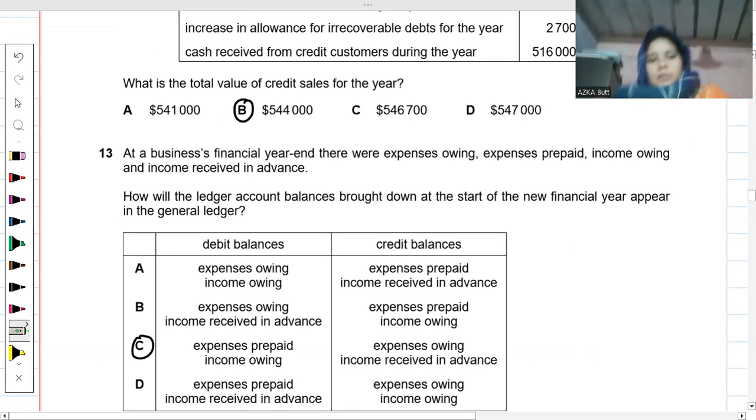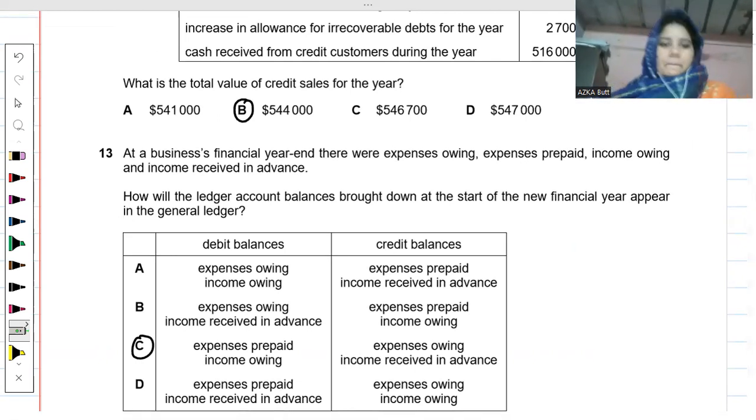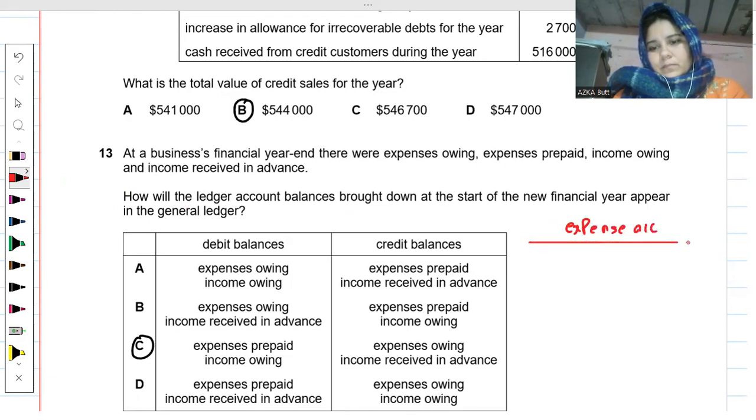Okay, so in question number 13, at a business's financial year end, there were expenses owing, expenses prepaid, income owing, and income received in advance. How will the ledger account balances brought down at the start of the new financial year appear in the journal? So we know that if it is an expense account, how can we record it? POOP, the POP account.